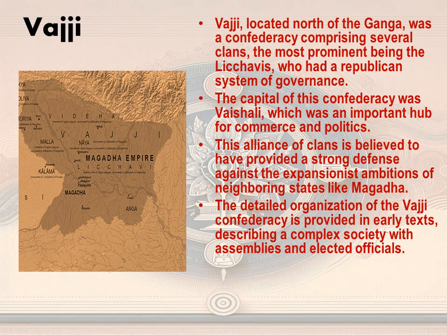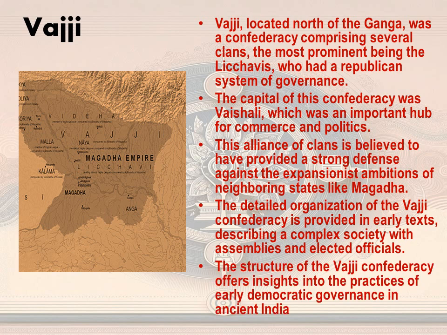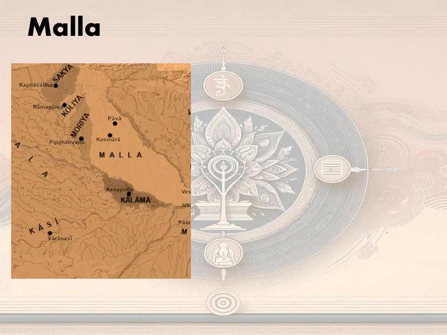The detailed organization of the Vajji Confederacy is provided in early texts describing a complex society with assemblies and elected officials. The structure of the Vajji Confederacy offers insights into the practices of early democratic governance in ancient India. So democracy is not a new concept to the Indian subcontinent. We find different examples of democratic practices being followed right from the period of ancient Indian history.